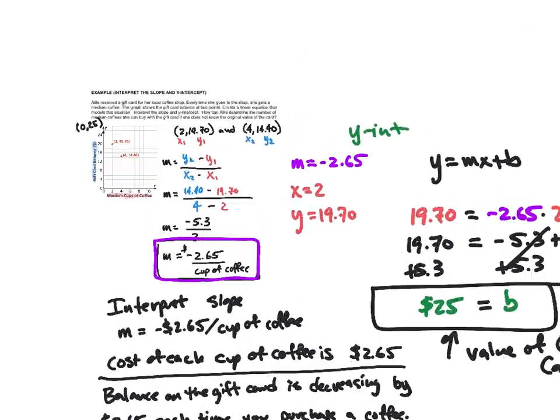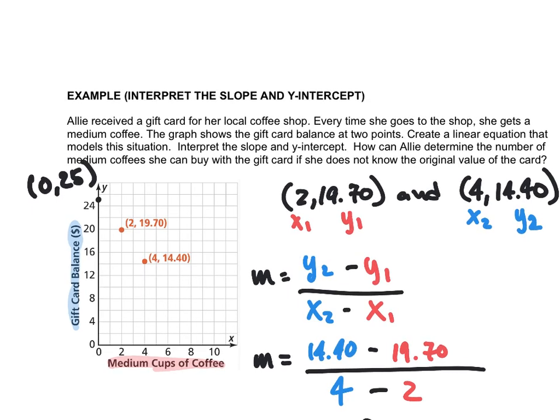The last question they wanted us to figure out was how can Allie determine the number of medium coffees she can buy with the gift card if she does not know the original value of the card? One thing you could do is draw a line on this graph that connects these 2 points. This has an x-intercept of 9, meaning that you can purchase 9 coffees and then the balance on your gift card is 0.